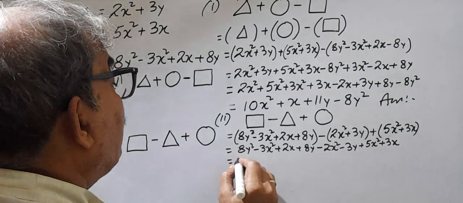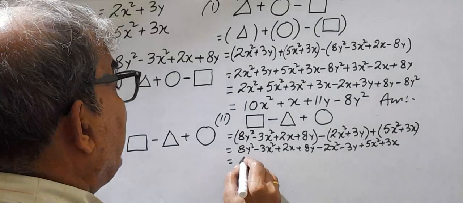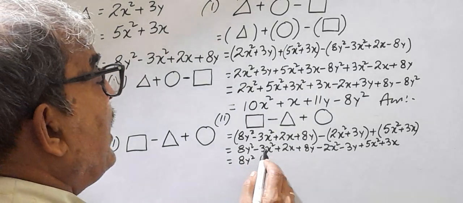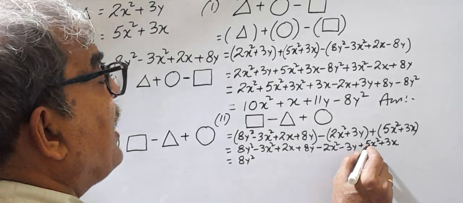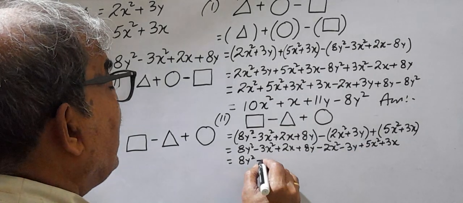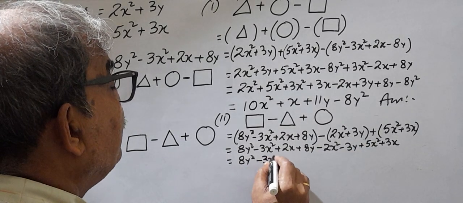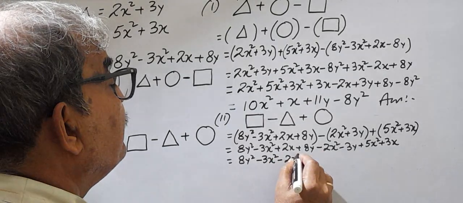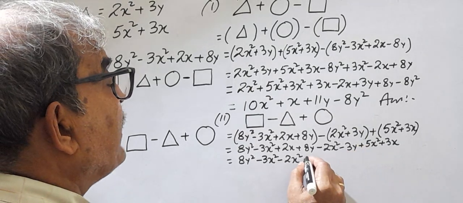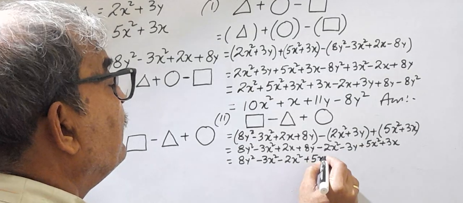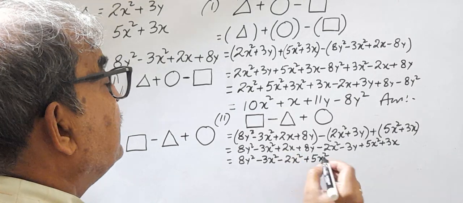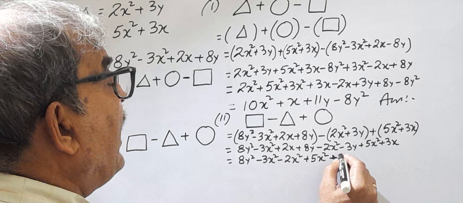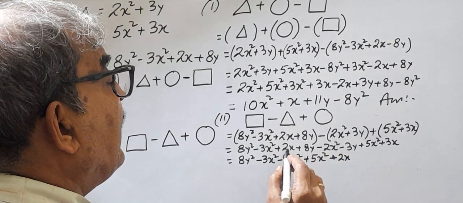So what will come? 8y square individually. Now you see minus 3x square, minus 2x square, and plus 5x square. You put it like this: minus 3x square, minus 2x square, and plus 5x square. And this is plus 2x, and so on. Separate the like and unlike.